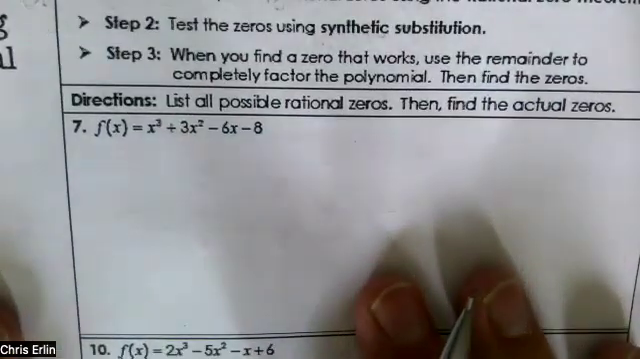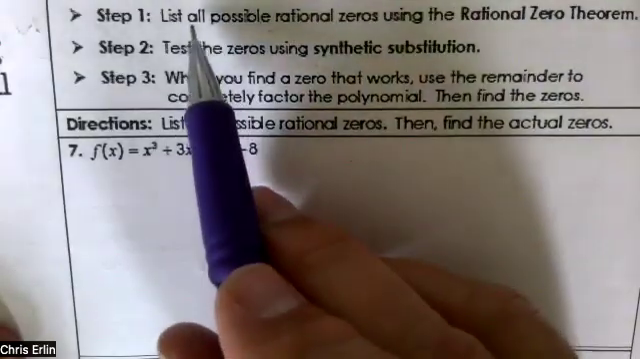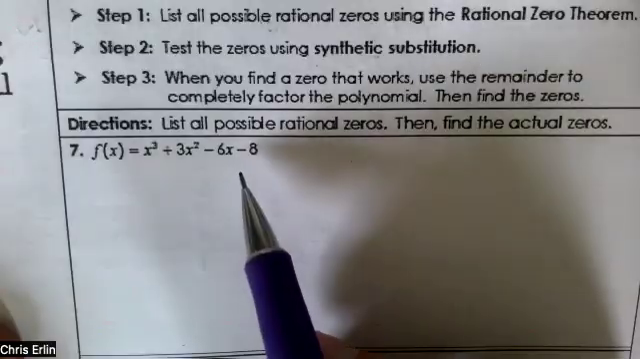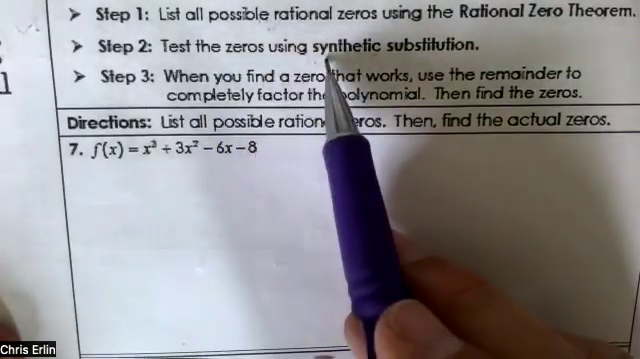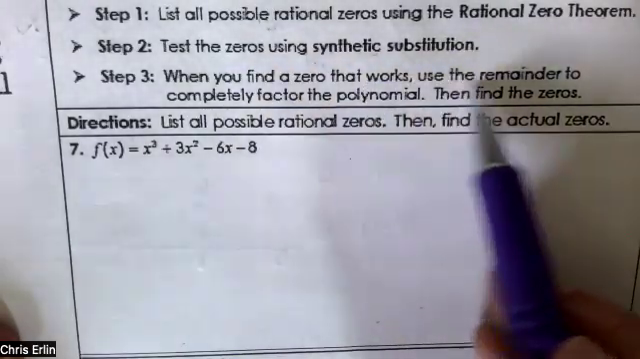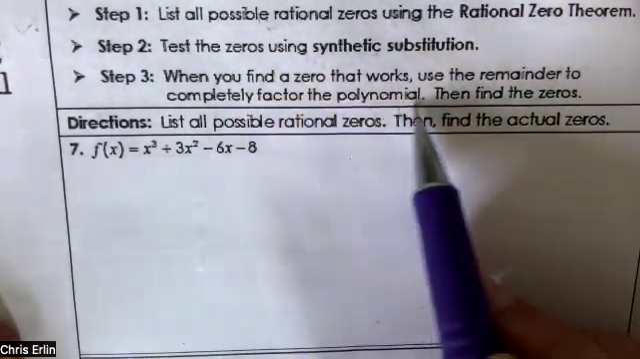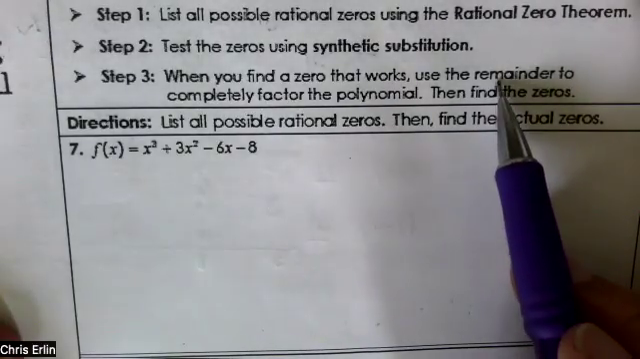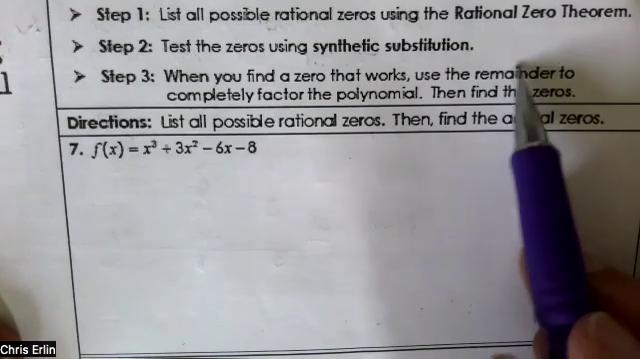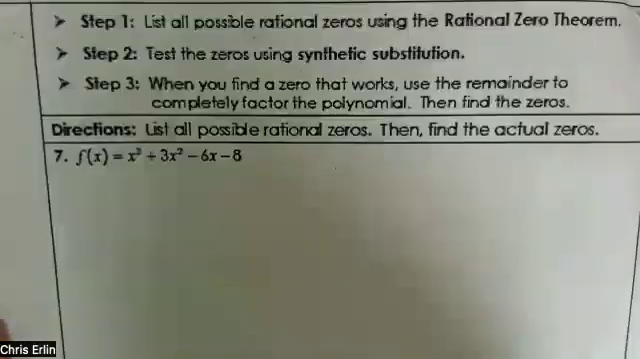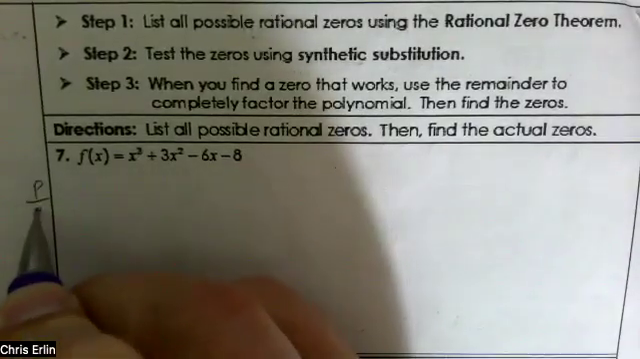So this is what we're aiming for. We want to be able to first list all the possible rational roots using the rational zeros theorem. Then test those zeros using synthetic substitution. And when you find a zero that works, use the remainder to completely factor the polynomial, then find the zeros. In other words, if the remainder comes out to be 0, then you know that you can factor it with that. So let's do our P's over Q's.